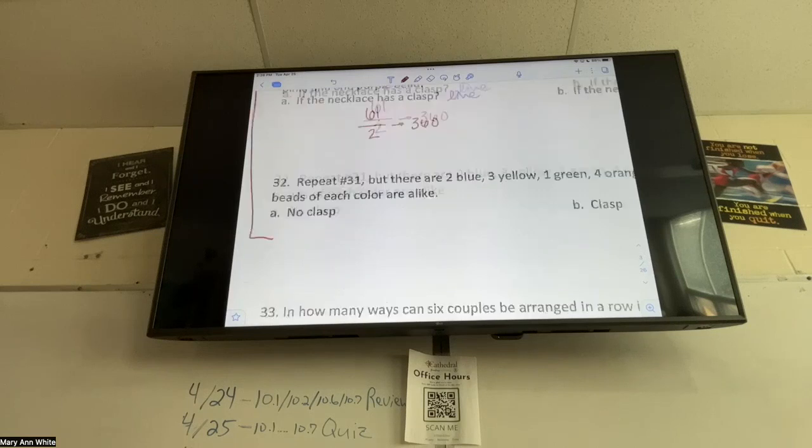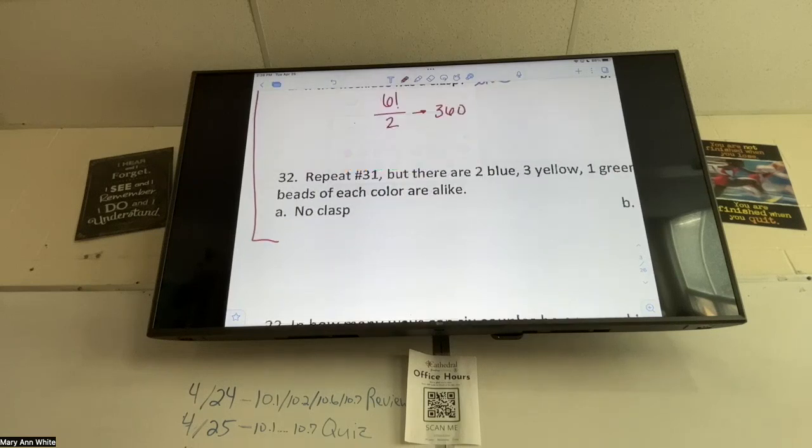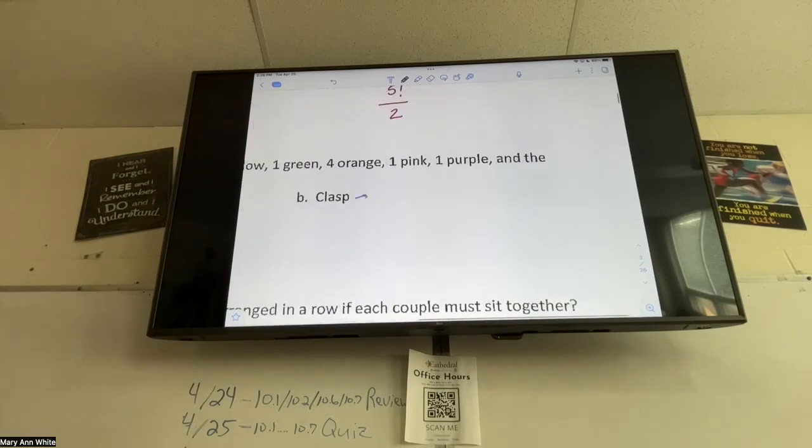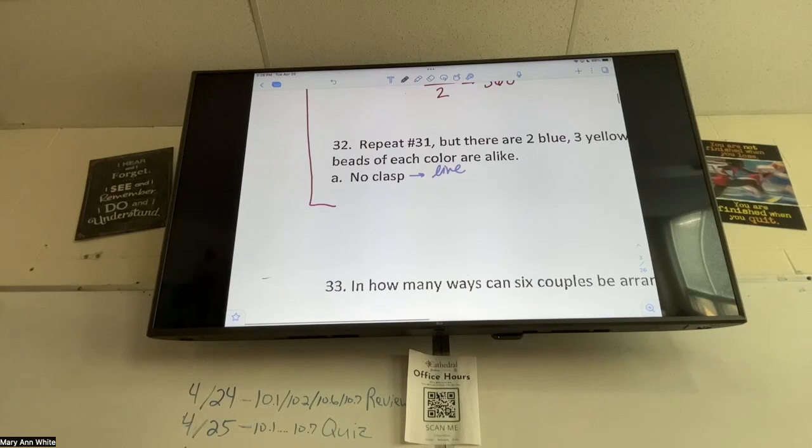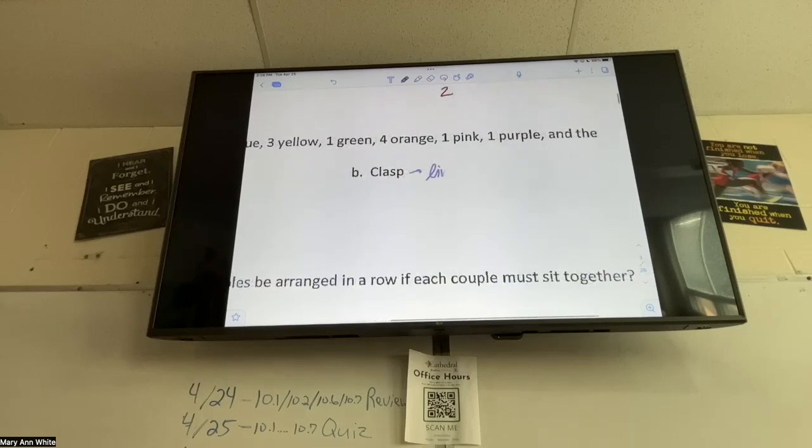All right, no clasp, what does that mean again? Circle or line? Clasp means line. Oh, no, the clasp is the line. Clasp is a line. Good. Sorry, I switched those. No clasp is circle, which means clasp is a line. Good. And that's why I label it, because it's really easy now that I'll just kind of follow along.